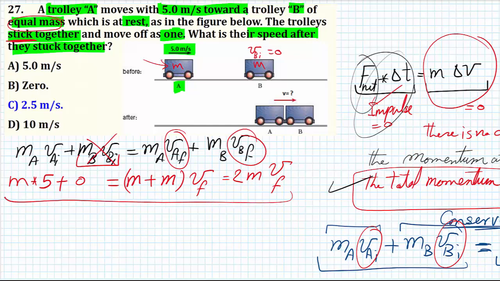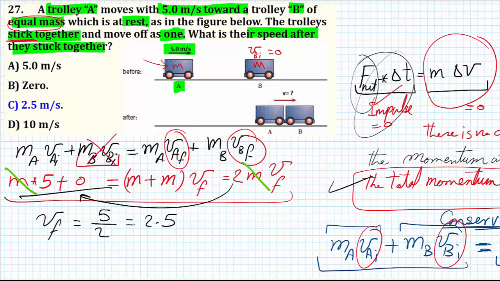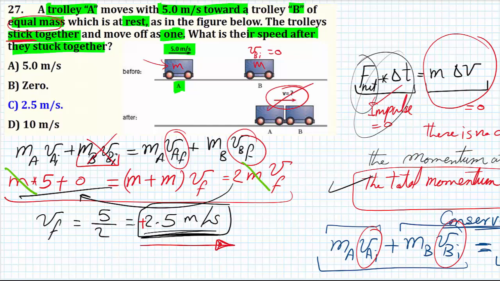From this equation, it's very clear, we can remove this M with this M. So V final equals 5 over 2. We take the 2 to the other side, we divide over the 2. So 5 over 2 gives you 2.5 meters per second. So the velocity is 2.5 meters per second. And the sign of the velocity is positive, meaning it's moving to the right. So both of the objects will move to the right, and he showed us this part in the drawing here. So I will choose number C, 2.5 meters per second.